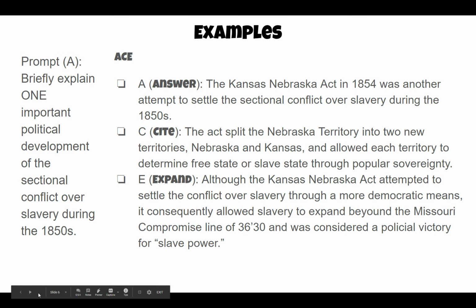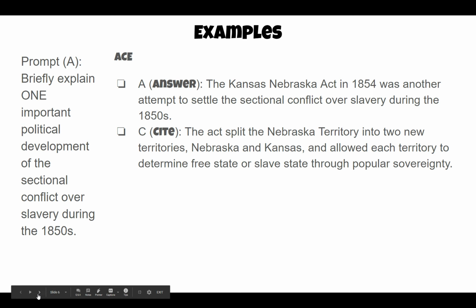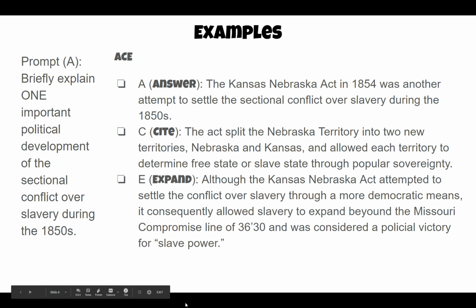Okay. All right, so hopefully that is a better explanation as to what a short answer question is and what I'm expecting you to produce when you do your first SAQ.